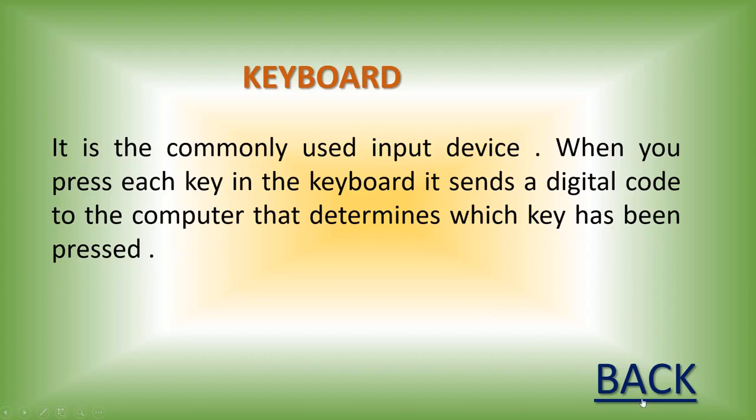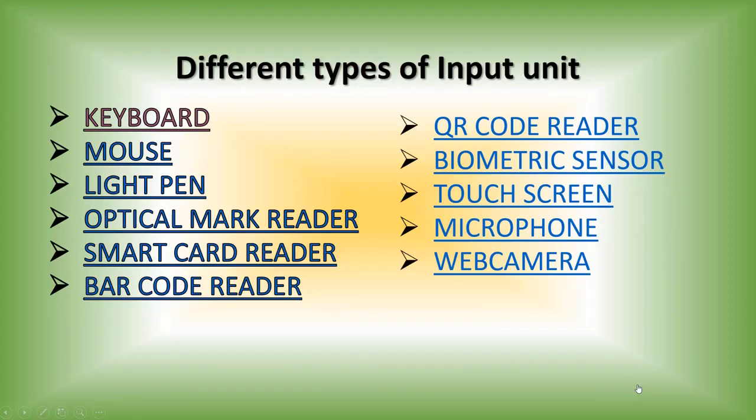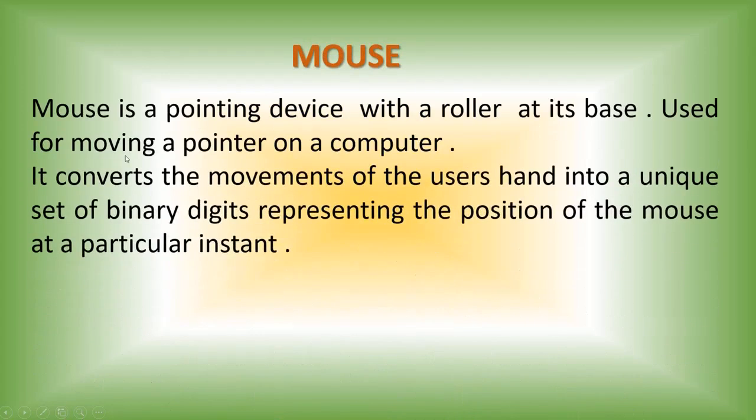Now we can see the next type of input device, which is the mouse. That also everybody is using. The mouse is an input device, or a pointing device. There is a pointer, and using that pointer you can select an item from the screen. See, I can point to this word on the screen and I can select it using this pointer. So the mouse is a pointing device.